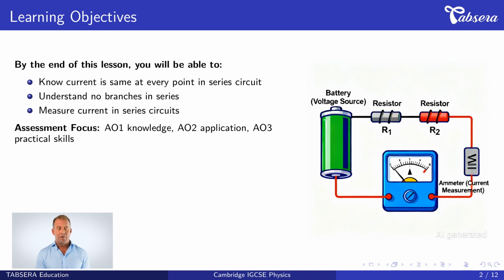Third, measure current in series circuits using proper techniques and apparatus. These objectives align with Cambridge IGCSE assessment focus. AO1 requires scientific knowledge and vocabulary, AO2 involves problem solving and pattern recognition, and AO3 covers experimental skills and investigations.